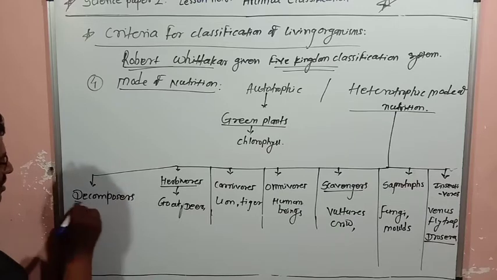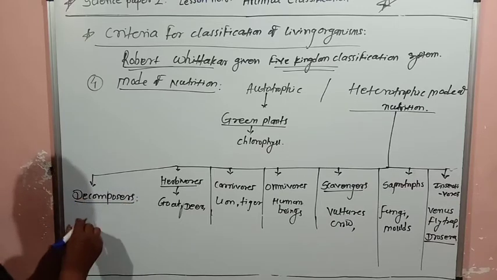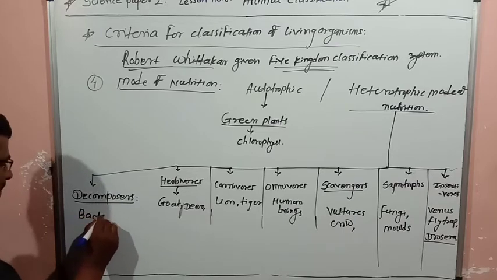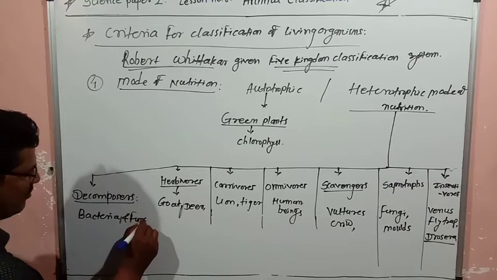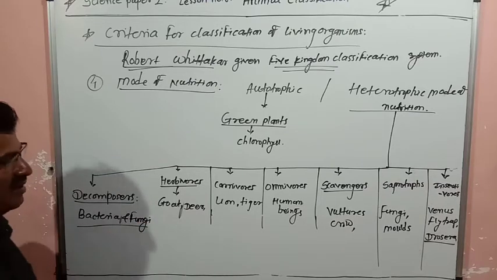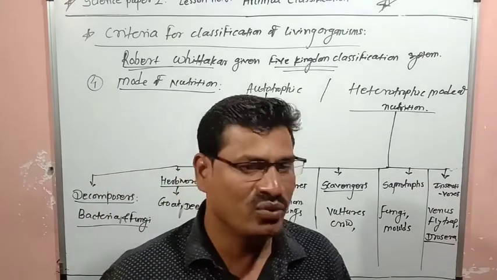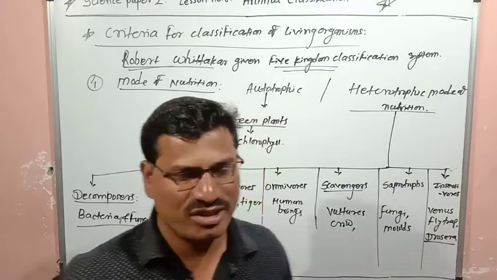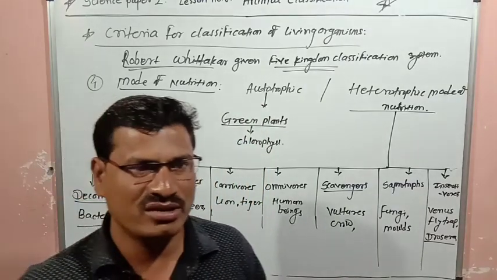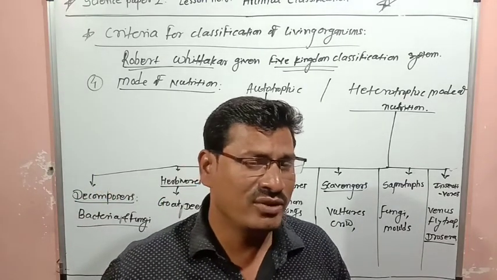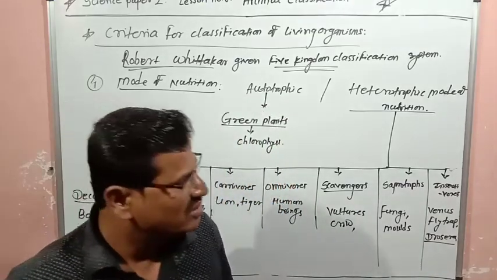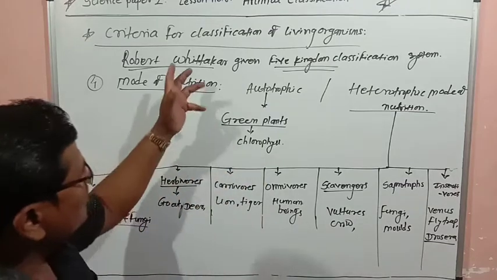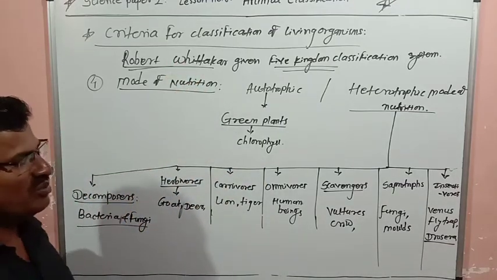Decomposers. And which are decomposers? You can give some bacteria and fungi. Bacteria and fungi, these are decomposers. So this way, according to mode of nutrition, you can do the classification of the living organisms. These are the criteria which are used for the classification of the living organisms.